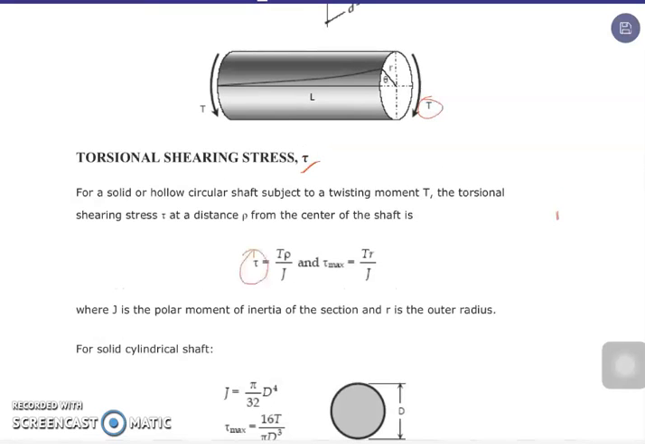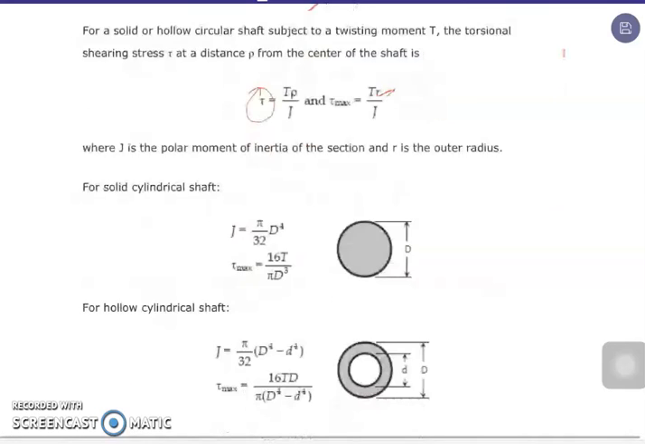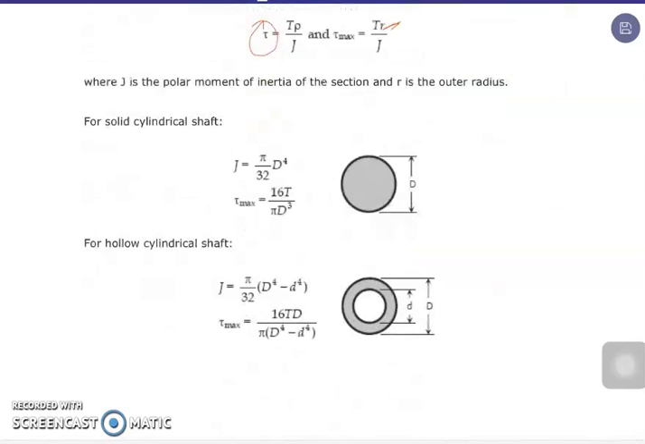So we have a formula for our shearing stress. The maximum shearing stress is equal to T times R all over J. Of course, R is the outer radius. For a solid cylindrical shaft, our J, the polar moment of inertia, is equal to pi d to the fourth all over 32, and the maximum shearing stress will be equivalent to 16T all over pi d cubed. T is the torque and D is the diameter of our cylindrical shaft.